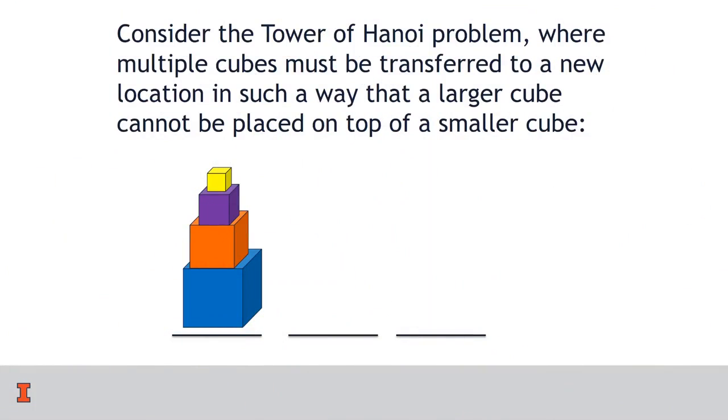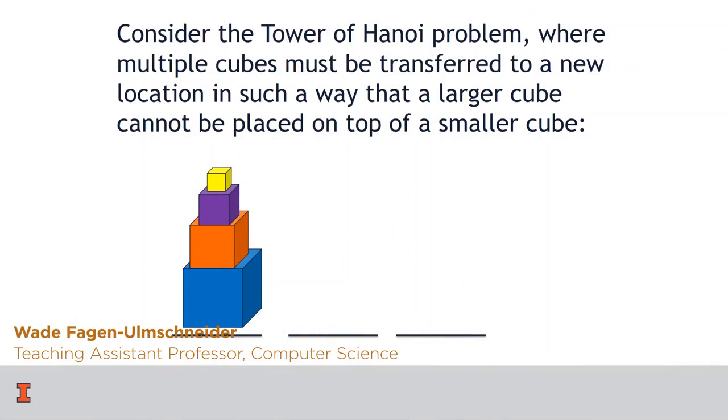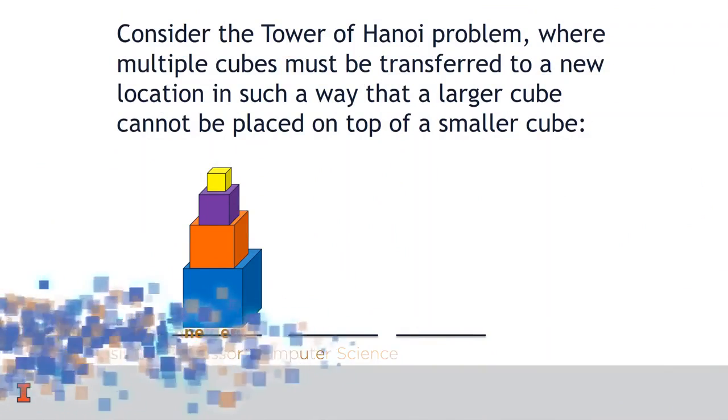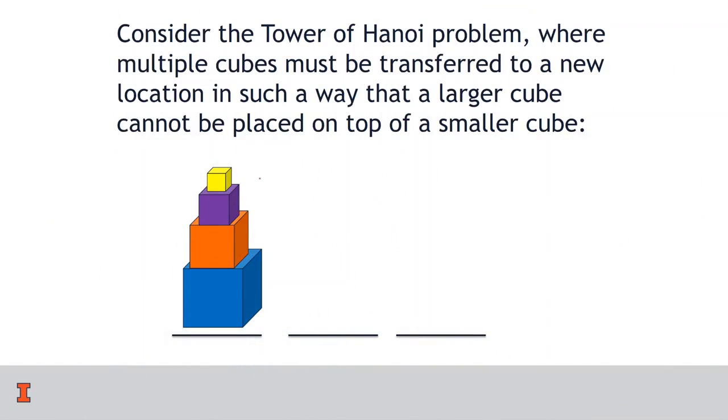Let's explore a classical problem in computer science called the Towers of Hanoi problem. The goal of this problem is to transfer all of the cubes from the leftmost stack to the rightmost stack in such a way that no larger cube can sit on top of a smaller cube.